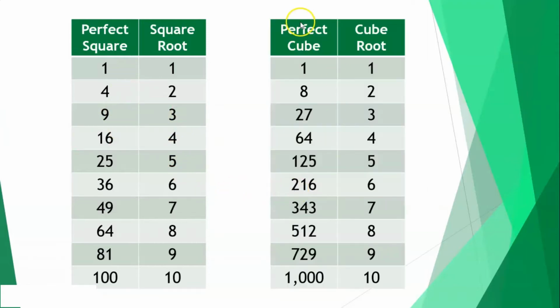These ones here are perfect cube numbers with their corresponding cube root. So take note, when you multiply the cube root by itself 3 times, you will obtain the perfect cube numbers. Like 1 times 1 times 1, you'll get 1. 2 times 2 times 2, you'll get 8. 3 times 3 times 3, you'll get 27, and so on.